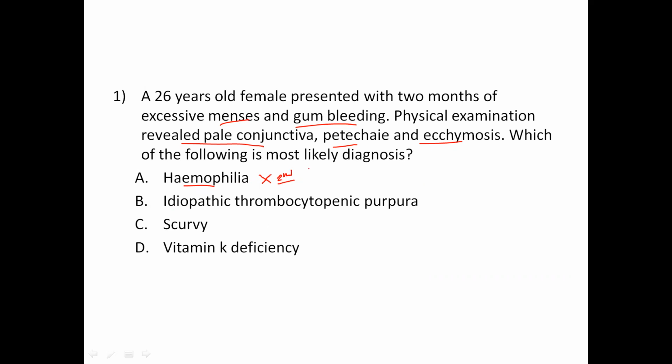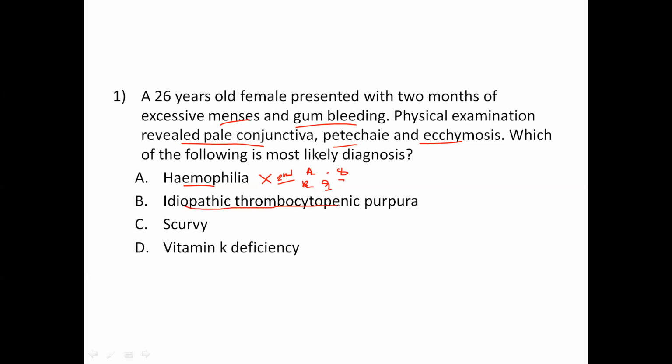Hemophilia is classified as hemophilia A and hemophilia B. Hemophilia A is a deficiency of factor 8, and hemophilia B is a deficiency of factor 9. They manifest with deep tissue bleeding, like muscle bleeding, as well as joint bleeding, hemarthrosis. So hemophilia is not the answer.